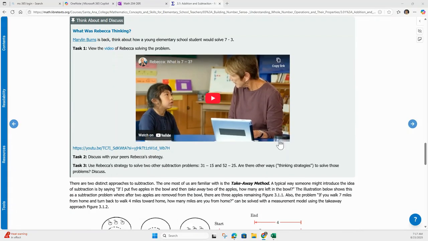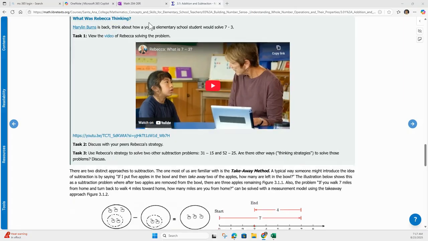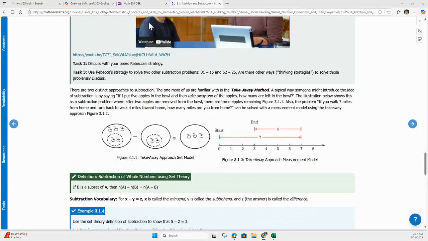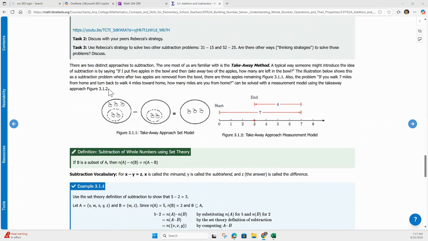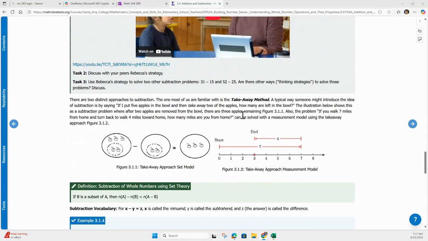Subtraction: play the video, take a look. It's an amazing video with Rebecca doing 7 minus 3. So it's for sure worth the time to go through some of these ideas in the video. And we start off with the definition of subtraction. Of course, one way we look at that is through what we call the takeaway approach.